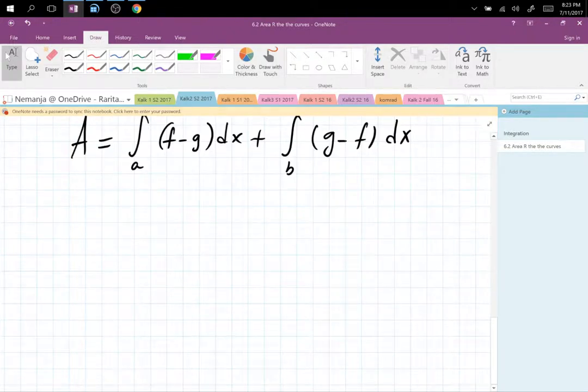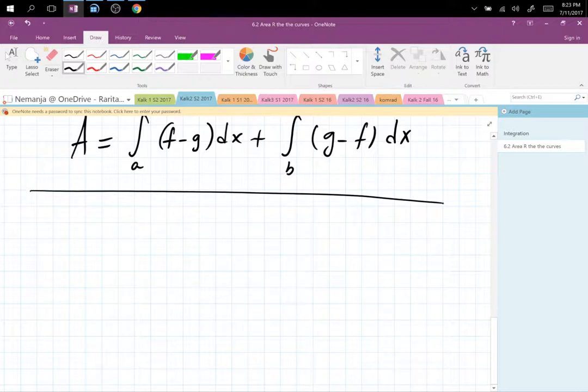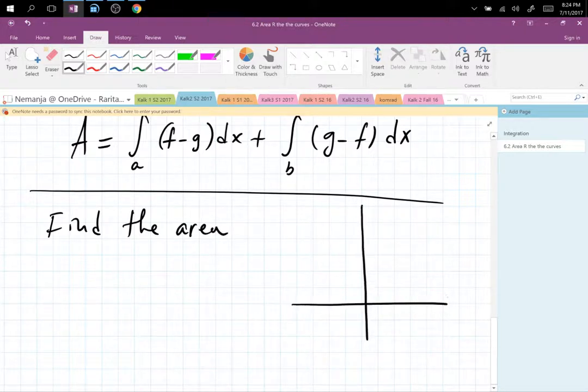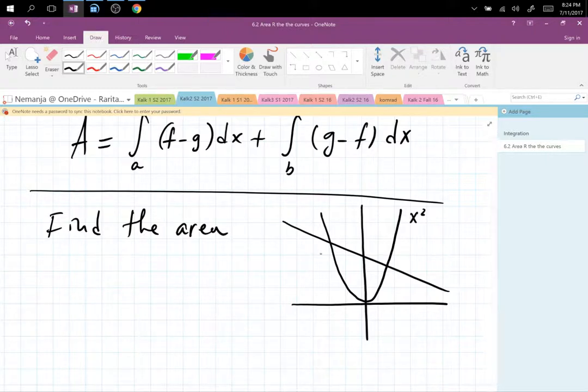So first example is going to be this one. Find the area here. Here's your x squared graph, and here's the linear graph. Now this linear graph seems to cut here nicely and cut there nicely, so that's a 3, and that's 5, 1.